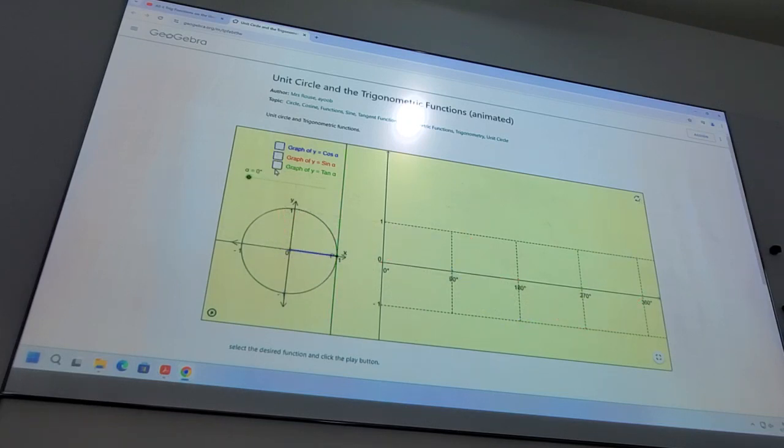If I do tangent, this is tangent. This piece here. There it goes to infinity, and here it comes from negative infinity back up. Again, it's kind of nice to see how these fit in. Doesn't really help you with any specific problem, but still.